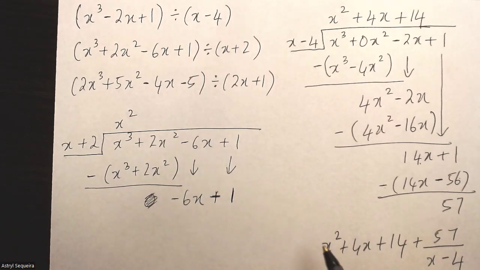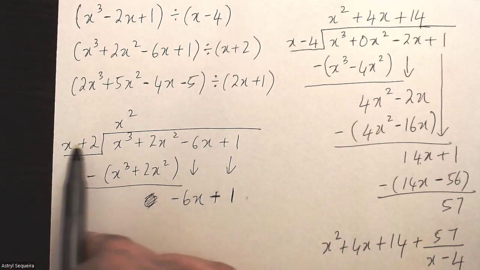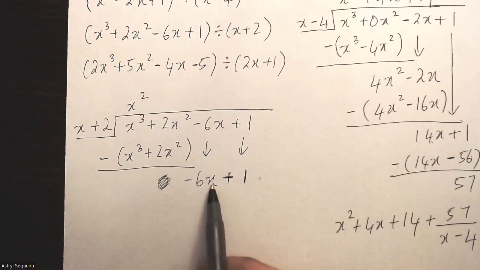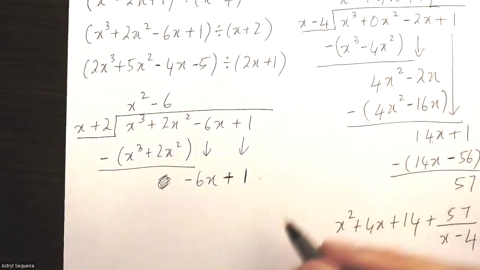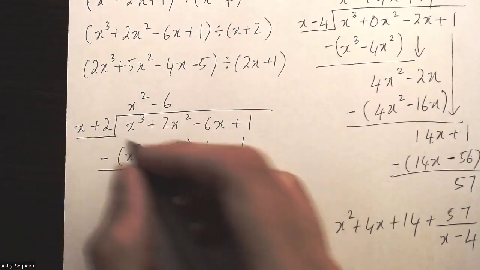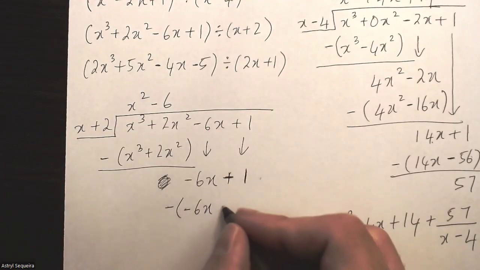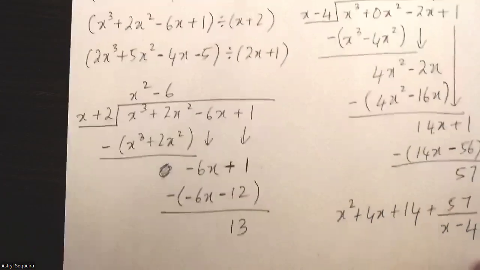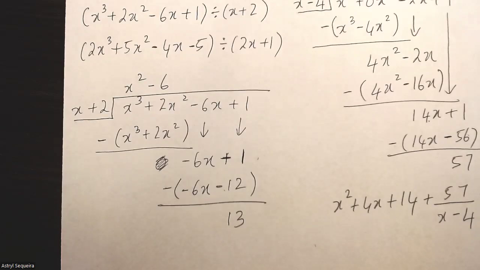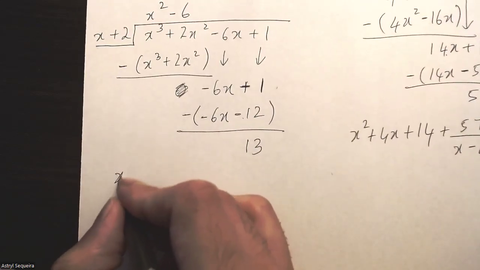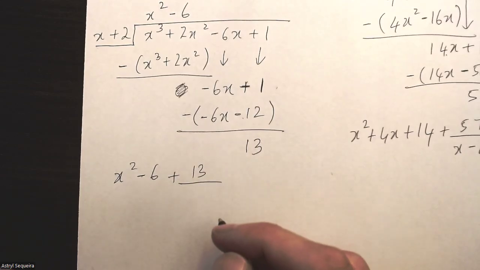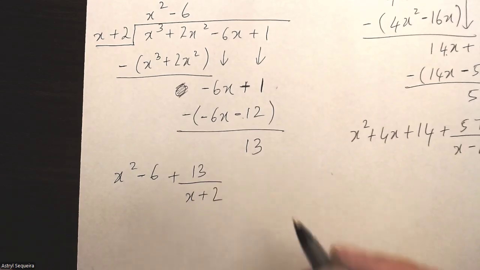This 0 does not really matter. So you always want the number of terms here to match the number of terms here, just so that the division is a bit easier. Negative 6x divided by x, that's just minus 6. And then negative 6 times x, negative 6x, negative 6 times 2 is negative 12. 1 minus negative 12, that's just 13. So in this case, my remainder is just 13, which means my solution for this question is just x squared minus 6 plus 13 over x plus 2.